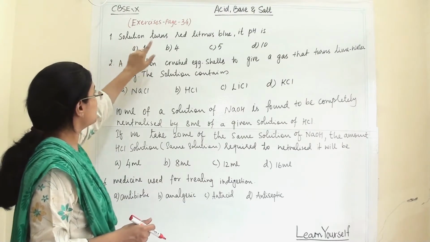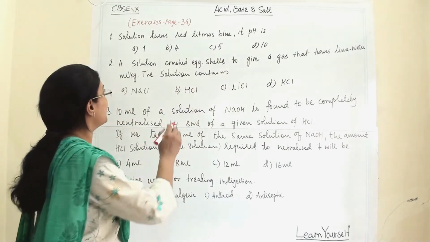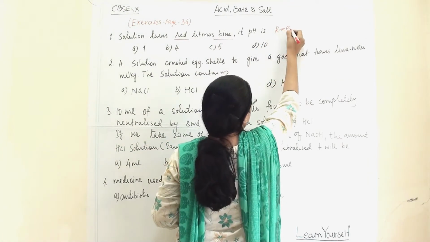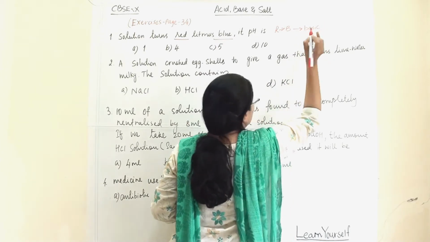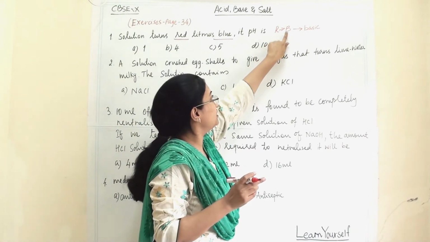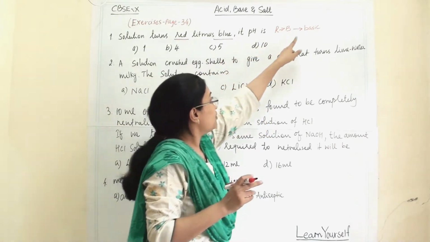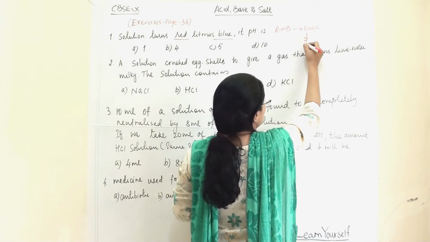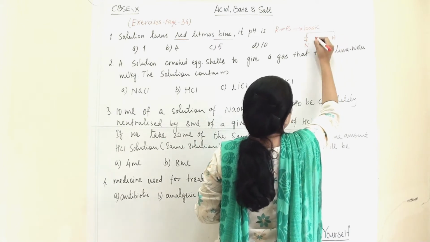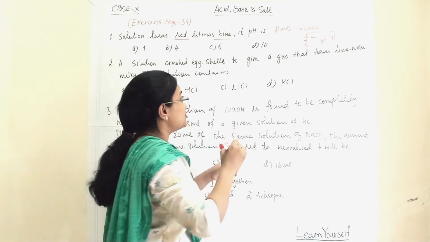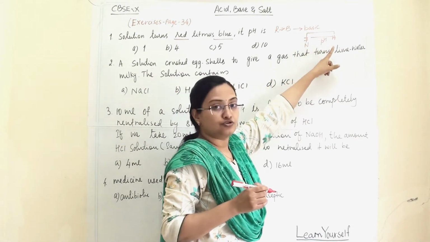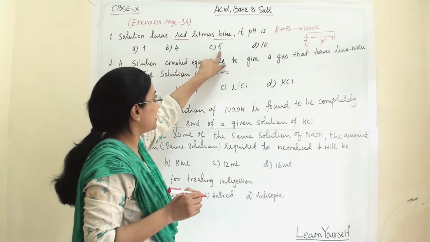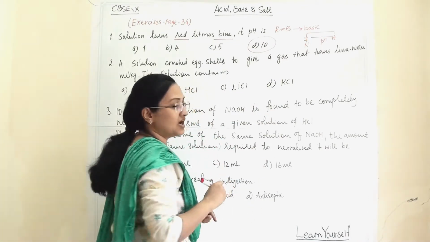The first is: a solution turns red litmus blue. Its pH is... First of all, we have to see that red litmus is turning blue. When red litmus is turning blue, then it is basic. The solution has to be basic. If it is turning blue litmus red, then it will be acidic. So basic. Now they have given us a pH. So we have to see that 7 is neutral, it is not basic. So after 7 till 14, this pH range belongs to basic solutions. As you go towards 14, the basic solution becomes stronger and stronger. So here 1 is acidic, 4 acidic, 5 acidic, 10 is basic. So the answer is 10.